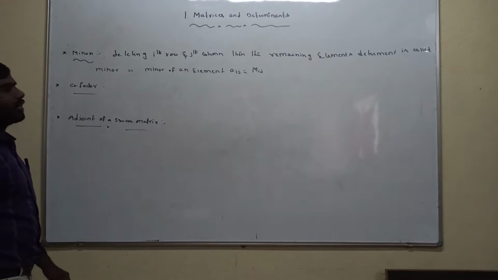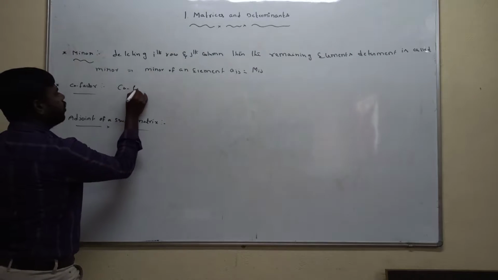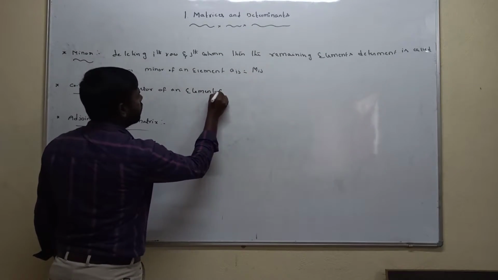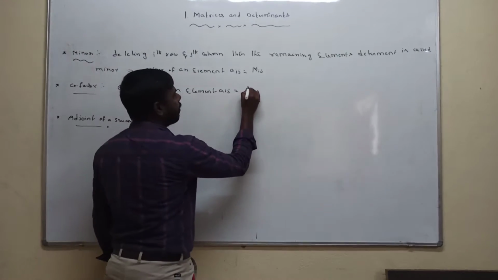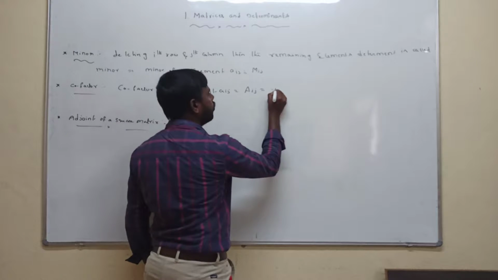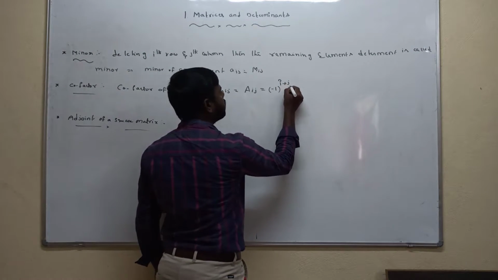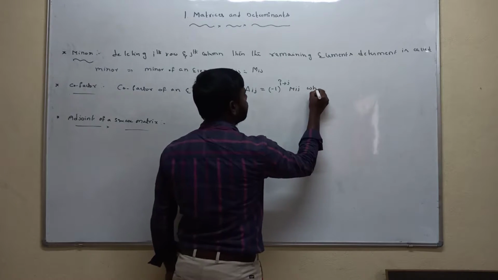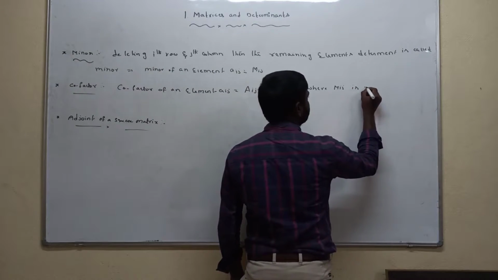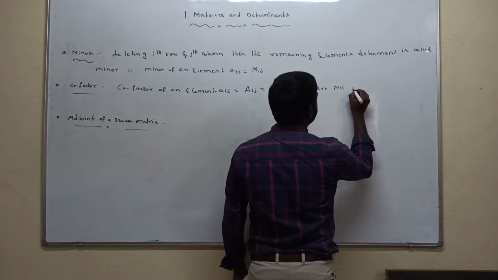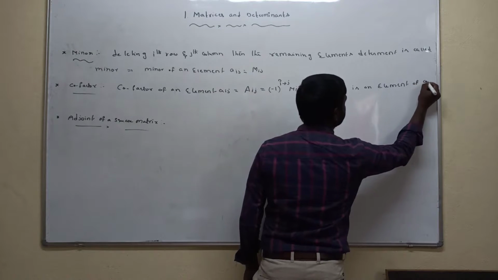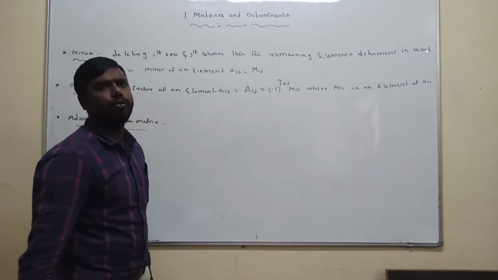Second one is cofactor. Cofactor of an element is denoted by capital Aij, which is equal to (minus 1) to the power of i plus j into Mij, where Mij is the minor of the element aij.